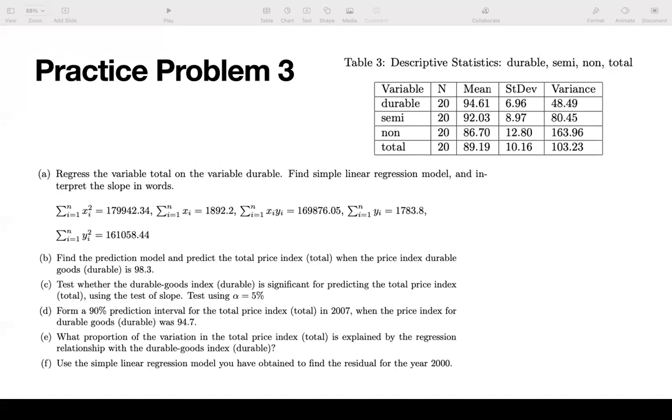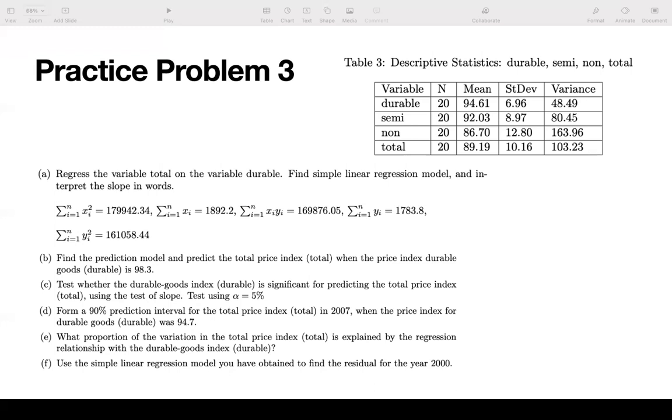Also, part B asks to find the prediction model and predict the total price index when the price index for durable goods is 98.3, so it is a definite value. And also to test whether the durable goods index is significant for predicting the total price index using the test of slope. And so it can also test using alpha equals to 5%, and also to find a 90% prediction interval.